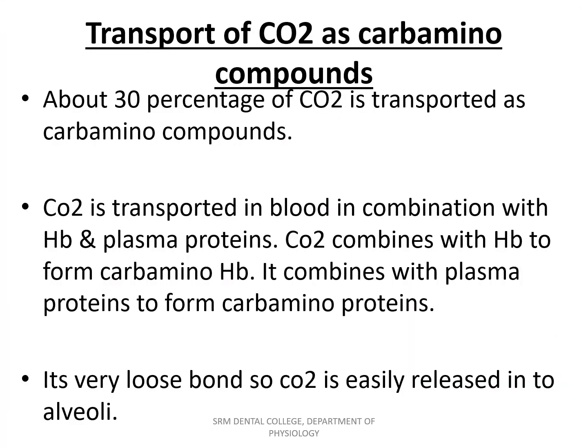So transport of carbon dioxide as carbamino compounds. This is about 30% of carbon dioxide transported as carbamino compounds. Carbon dioxide is transported in blood in combination with your hemoglobin and plasma proteins. Carbon dioxide combines with the hemoglobin to form carbamino hemoglobin. It combines with the plasma proteins to form carbamino proteins. It's a very loose bond, so carbon dioxide is easily released into your alveoli.